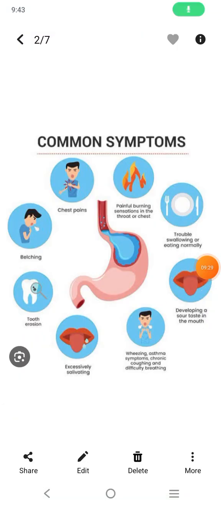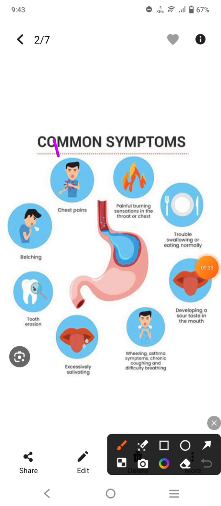Now, let's discuss the common symptoms that can occur in the case of GERD. There can be chest pain, heartburn, painful burning sensations in the throat or chest. There can be dysphagia, or a sour taste in the mouth, wheezing, asthma, chronic coughing, and difficulty breathing. Why does it occur? I'm sorry, I have not mentioned it in the complications. I must have mentioned it.